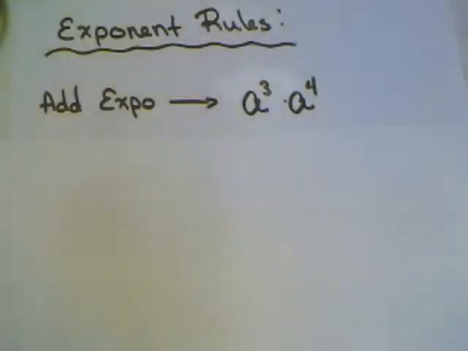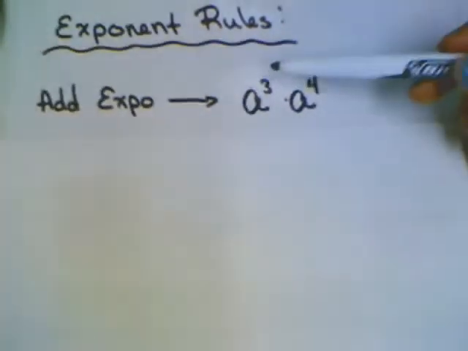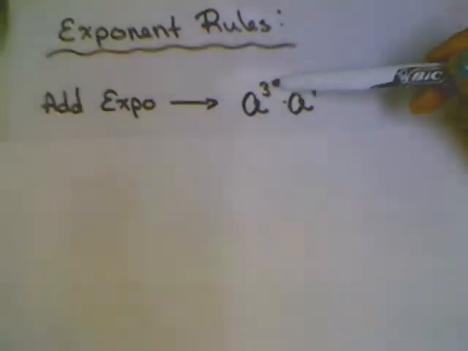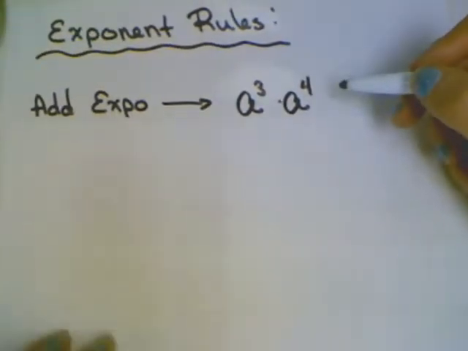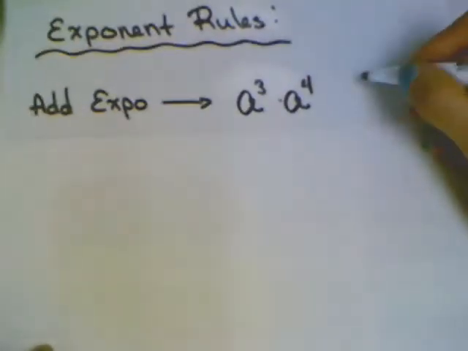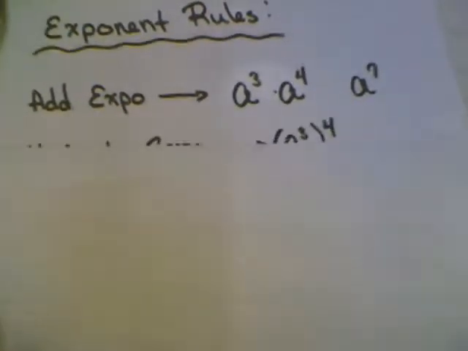In this section, we need to remember all of the rules of exponents that we learned in Chapter 4. So this first clip is going to review those rules for us. The first rule we learned was the add exponent rule. If I have a base to a power times the same base to a different power, I'm going to add the exponents. So I'm going to simplify this expression to be a to the 7th.